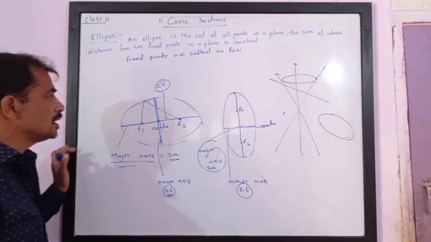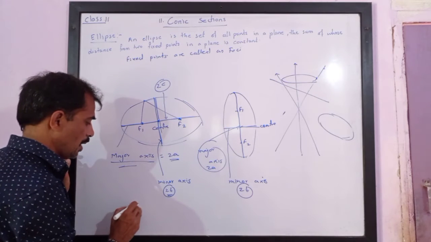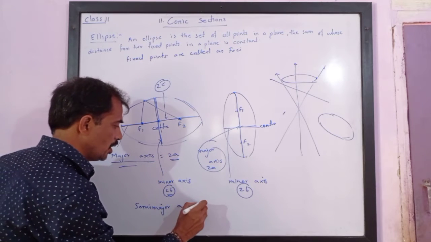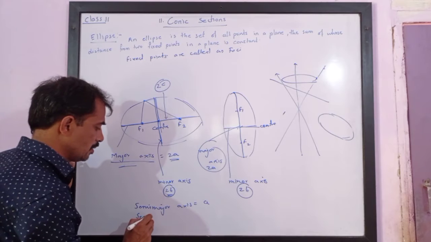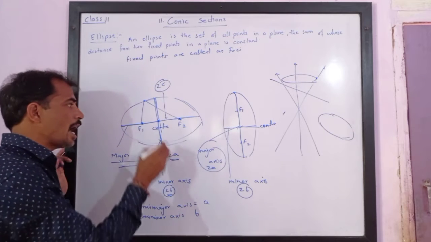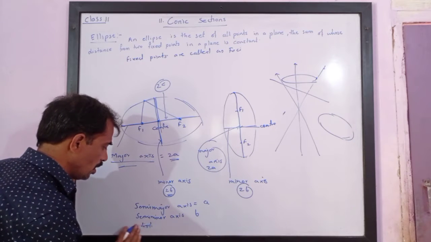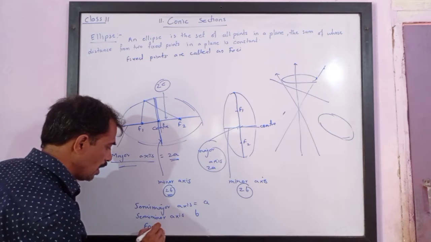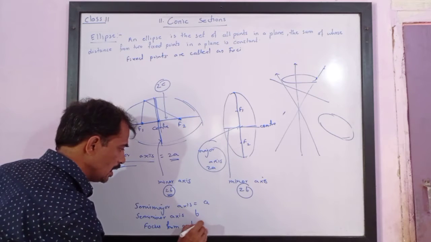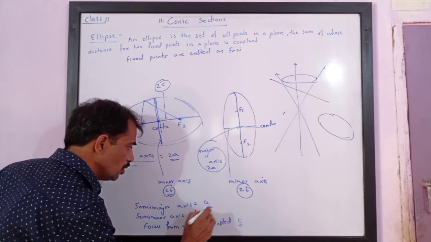From this you can understand that the semi-major axis is denoted by, semi-major means half, semi-major axis is equal to A. Semi-minor axis is denoted by B, and the distance of the foci from the center, focus from center, is denoted by C. So we are going to use these three notations.